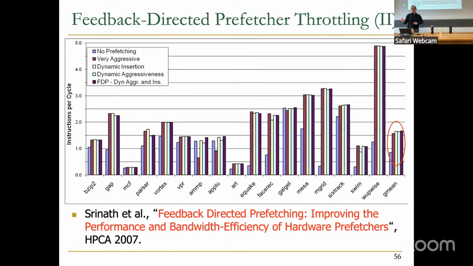Okay, so if you implement this sort of throttling mechanism, this is what we find when we simulate these workloads with a better prefetcher. This is no prefetching, and this is very aggressive. I didn't show the middle of the road here, which was in the previous picture. On average, if you do feedback-directed prefetching with dynamic aggressiveness and dynamic insertion policy into caches, you improve performance better than very aggressive prefetching, as you can see. And more importantly, you actually improve performance compared to no prefetching in these workloads where you were losing a lot of performance.